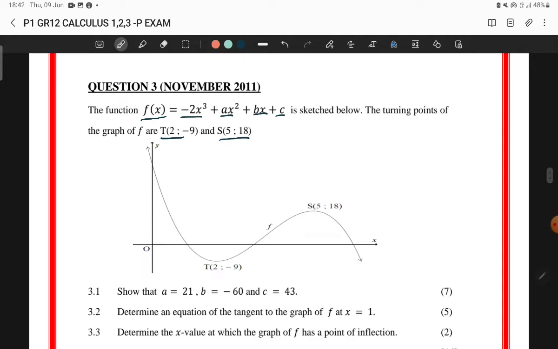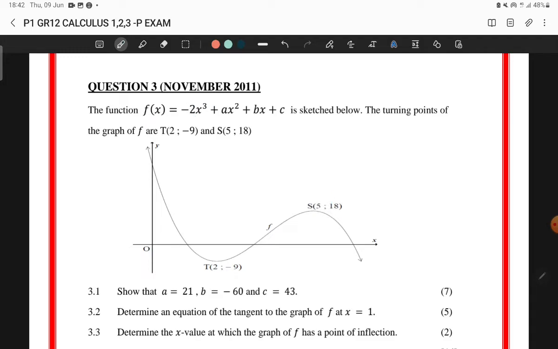First of all, we will have to use our equation and our points to generate some equations to solve. Now what are we having here? We have this function that we can find ourselves using the coordinates of S, which is the turning point, and substituting to f(x), which means here we're going to put 18 in the place of y, and in the place of x we're going to put 5.